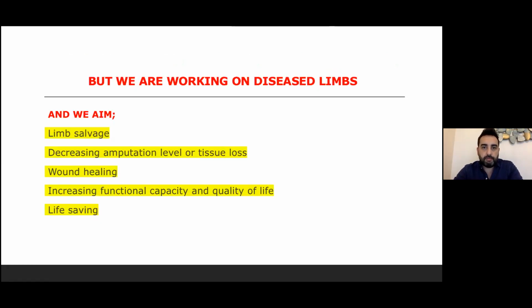Angiosome concept was designed based on healthy vessels, but we are working on diseased limbs, and we aim at limb salvage, decreasing amputation level or tissue loss, wound healing, increasing functional capacity and quality of life, and also life saving.